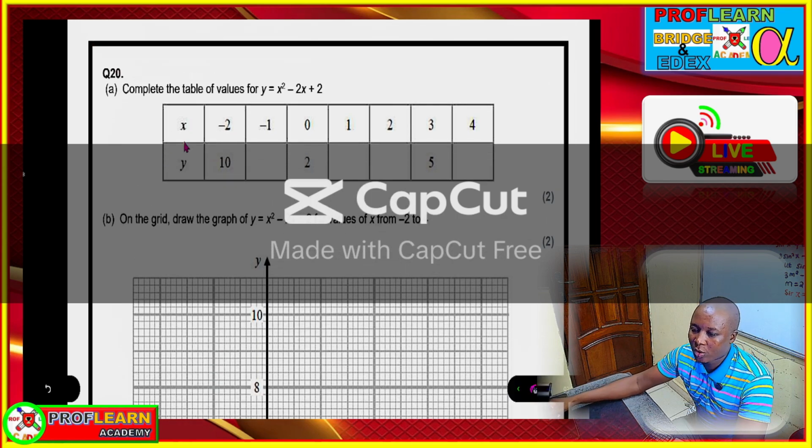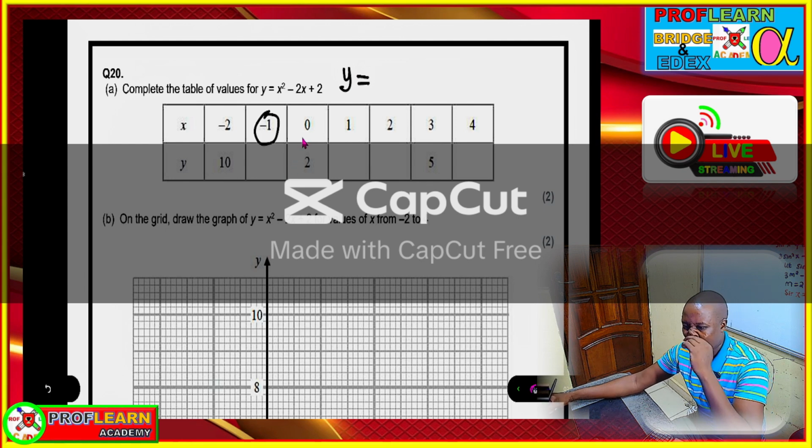You may be told to draw a graph, and especially a quadratic graph. Remember, your table should be correctly filled, so you need to put it in your calculator and ensure the signs are okay. Whenever you are going to find the value of y, I want you to find this missing value here.